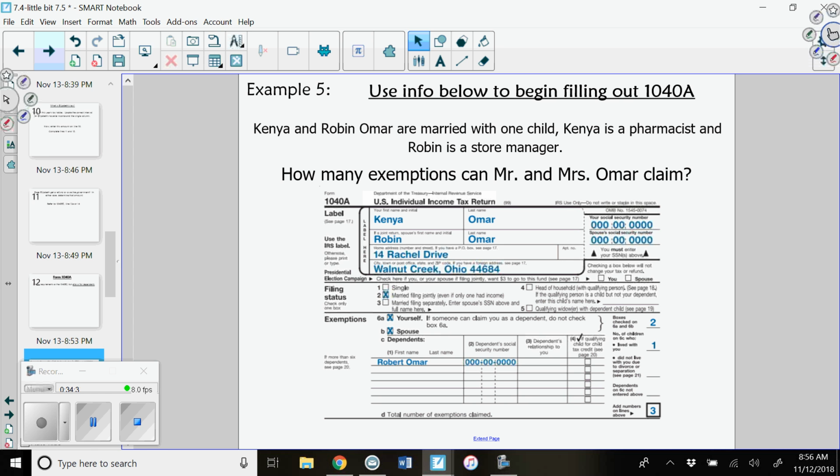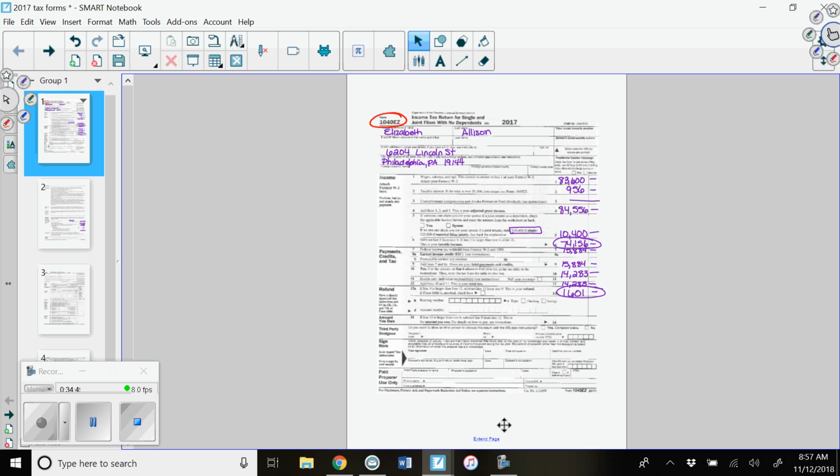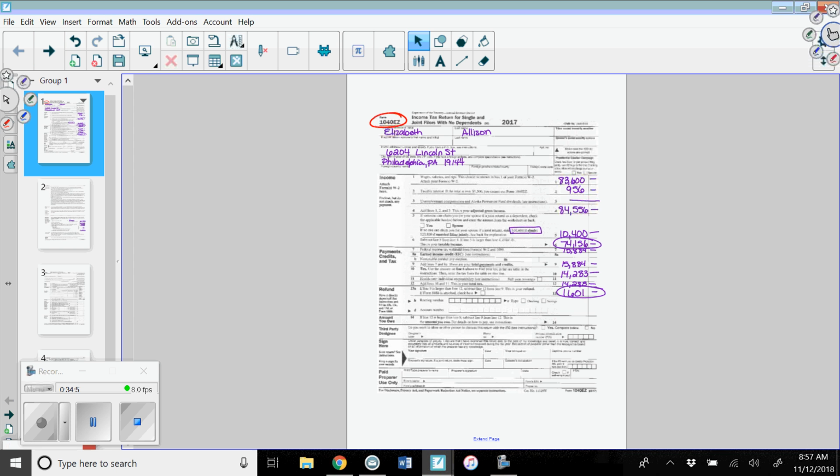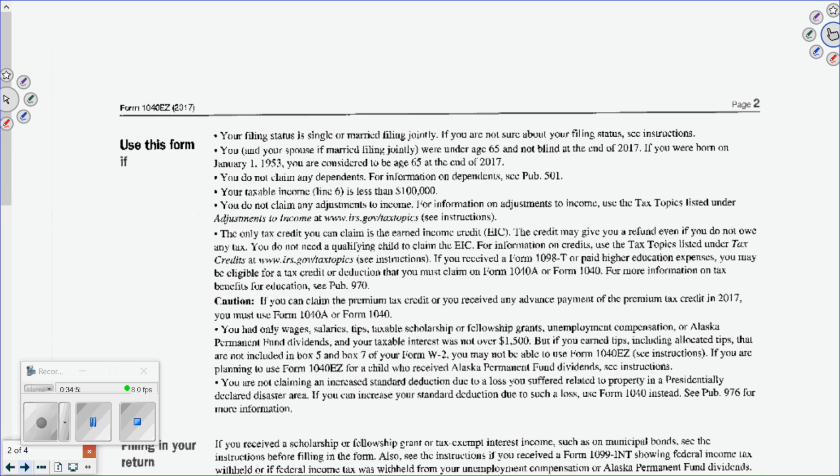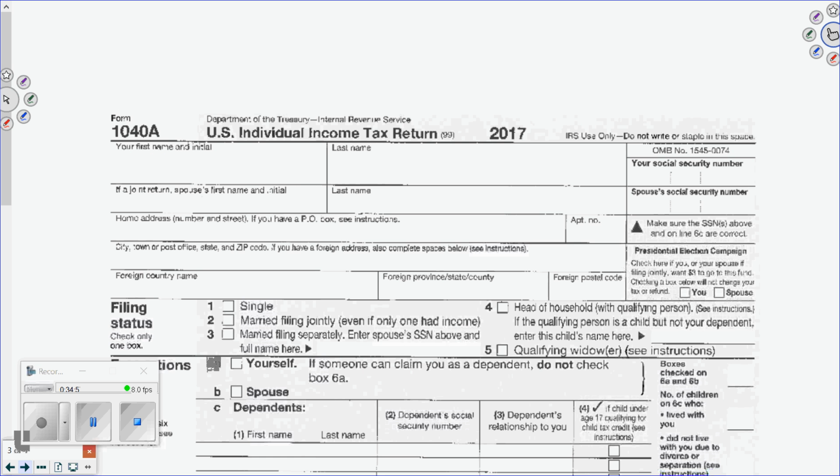Kenya and Robin Omar are married with one child. Kenya is a pharmacist and Robin is a store manager. How many exemptions can Mr. and Mrs. Omar claim? So let's go ahead. We're just going to go through the 1040A form based on all the info from Kenya and Robin. Okay. So let's go through and fill out their info.